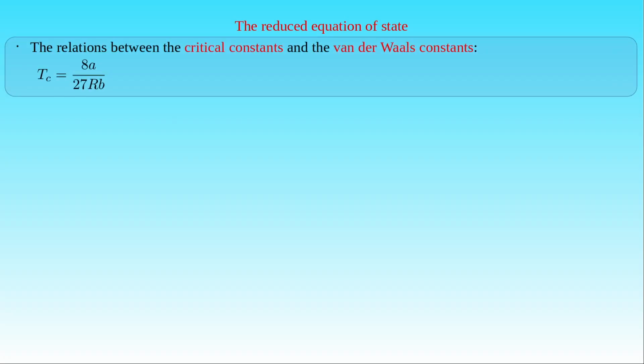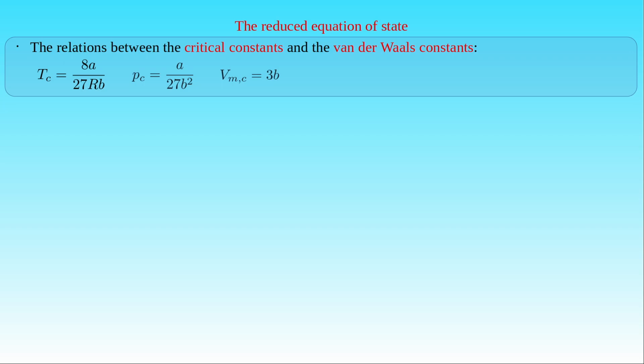and we saw that the critical temperature Tc of a van der Waals gas is equal to 8 times its pressure correction constant A over 27 times the gas constant R times its volume correction constant B. The critical pressure Pc of the gas is given by the constant A over 27 times the square of the constant B, and its critical molar volume V_mc is equal to 3 times the constant B.